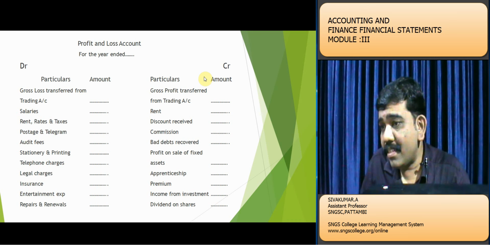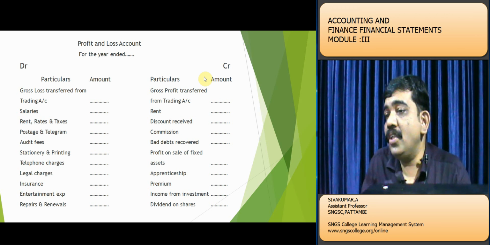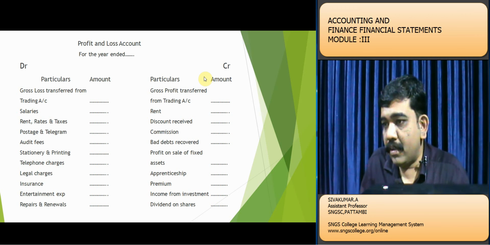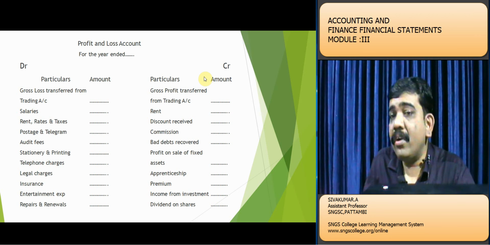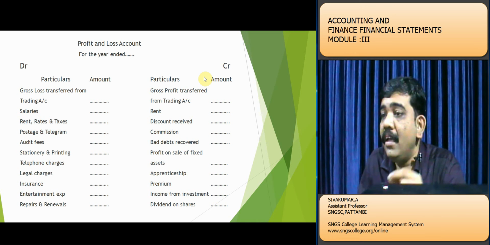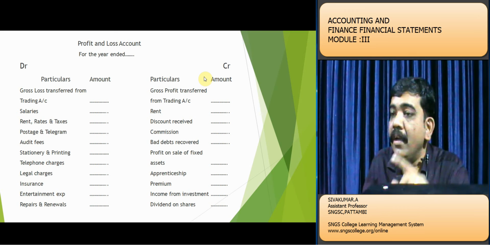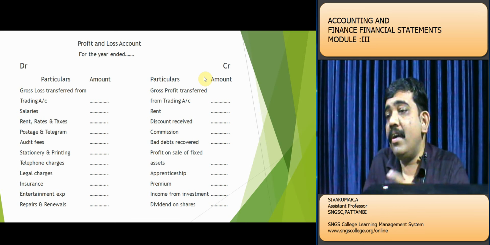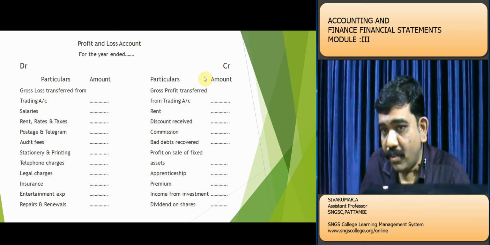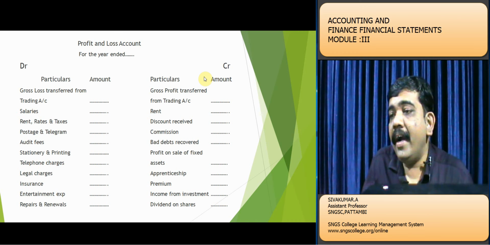Then, what are the items which are to be debited in the profit and loss account? What are the items which are to be credited in the profit and loss account? First of all, we have to look at what items are to be debited in the profit and loss account. All indirect expenditure related to your trading concern is to be debited, and all indirect income related to your trading concern is to be credited. So please look at what indirect expenditure is to be debited in the debit side of your profit and loss account.